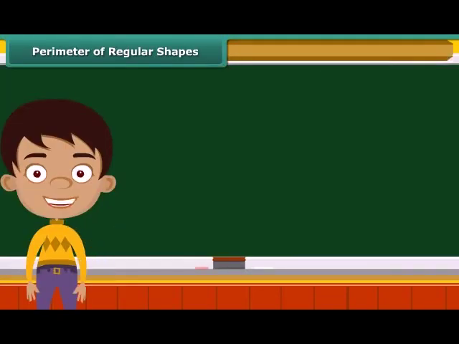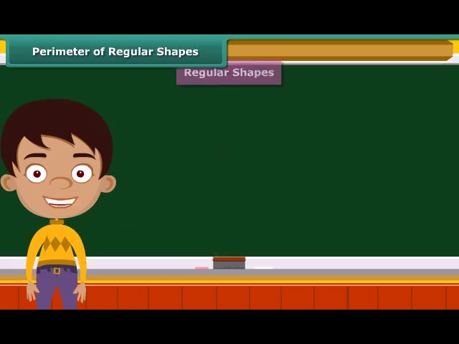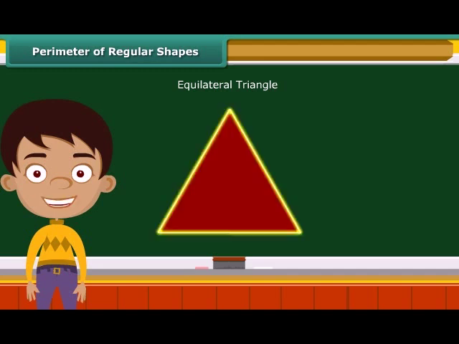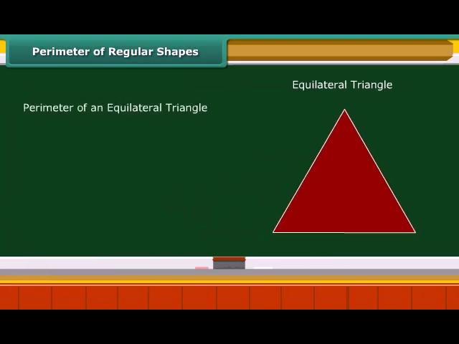Shapes that have all sides of equal length and all angles of equal measure are known as regular shapes. Square is a perfect example of regular shapes. Another regular shape is the equilateral triangle, whose 3 sides are equal. Perimeter of an equilateral triangle is 3 multiplied by its side.